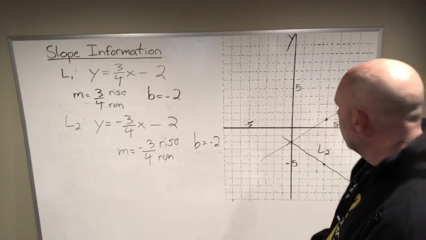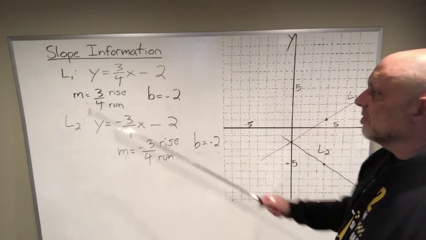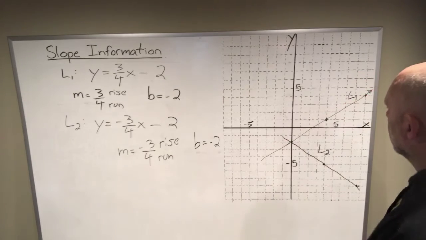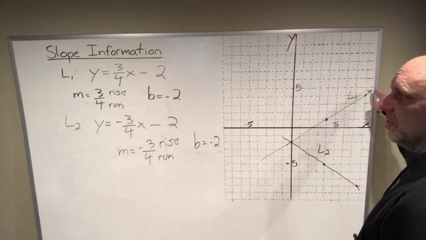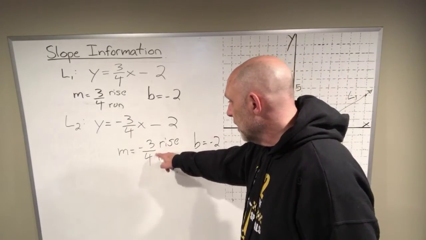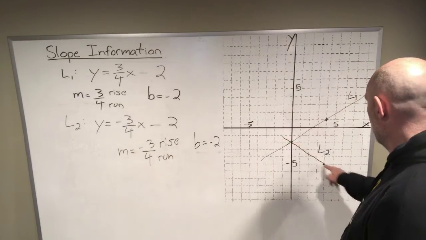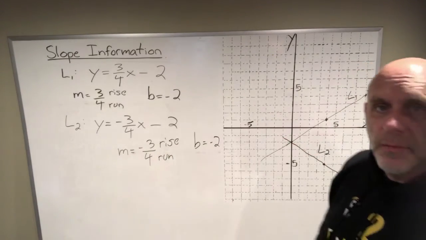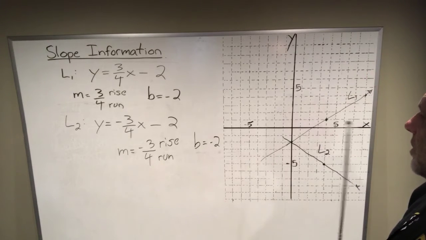So as I was saying, when the slope is positive, it goes upward to the right. L1, positive slope, upward to the right. If the slope is negative, like we have here, it goes downward to the right. See? As it goes right, it moves down. That's a little bit about slopes.